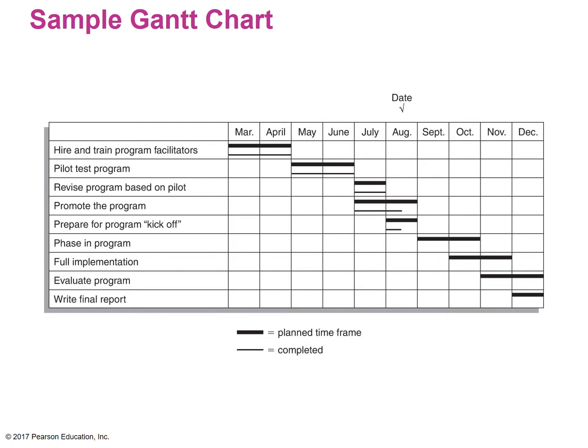But once we complete those things, we would come back and underline. So maybe we completed them in November. We'd put an underline there so that, at a glance, people can look at it and say, look, the pilot test for the program was completed over May and June. Prepare for program kickoff: currently we're in August, and we're working on completing this as we go through the month of August. So a lot of information can be presented in a very efficient way in this Gantt chart.